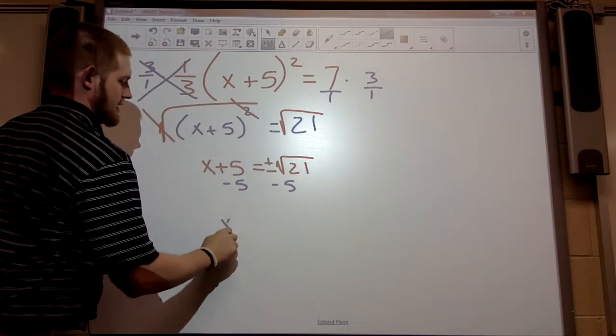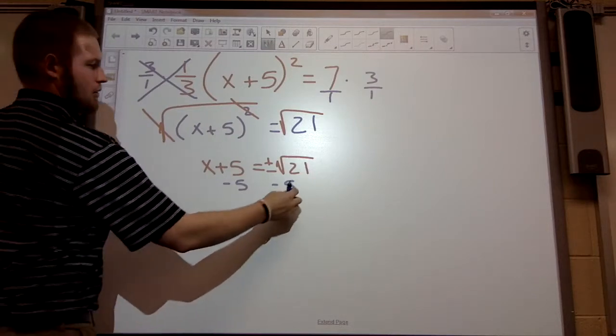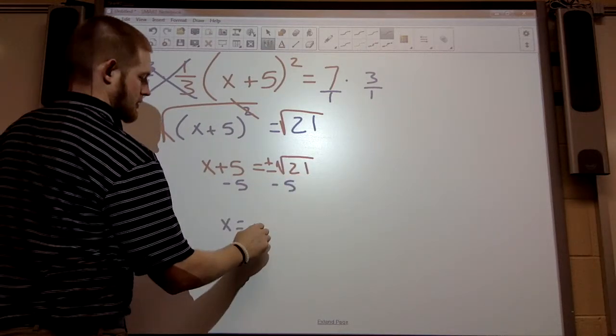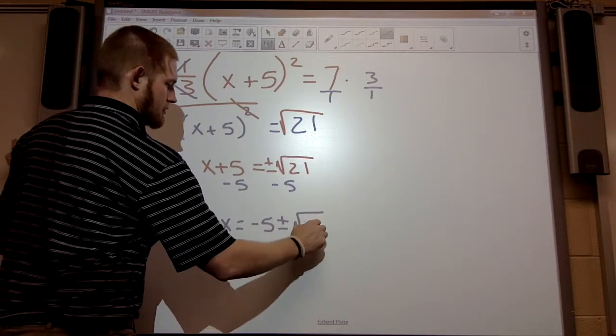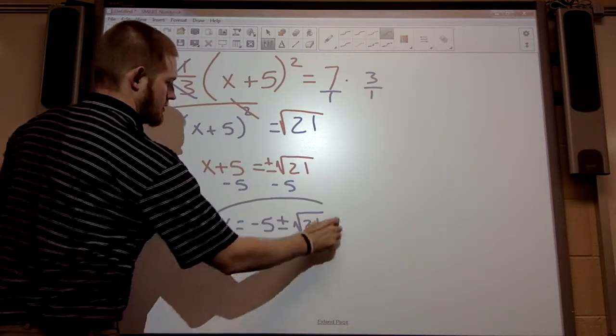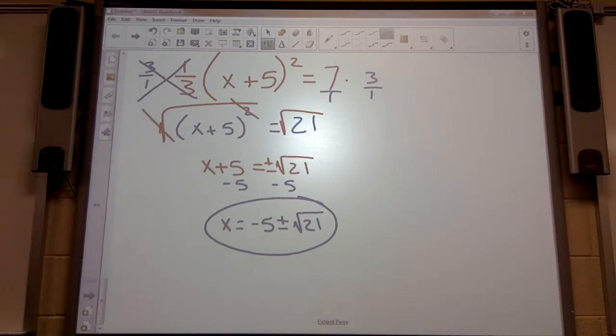So I should have x equals. Always write your radical last. So I should have negative 5 plus or minus the square root of 21. Again, don't forget about that plus or minus. I almost forgot about it again. Don't forget about the plus or minus.